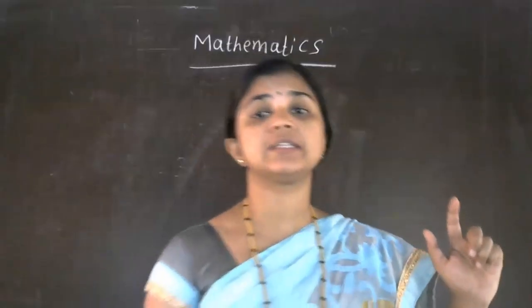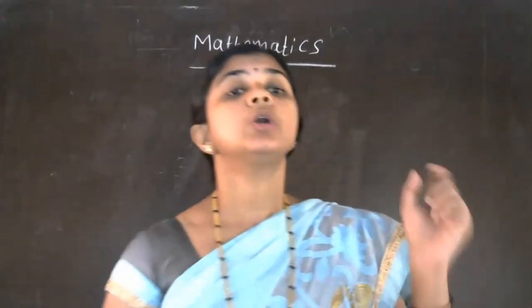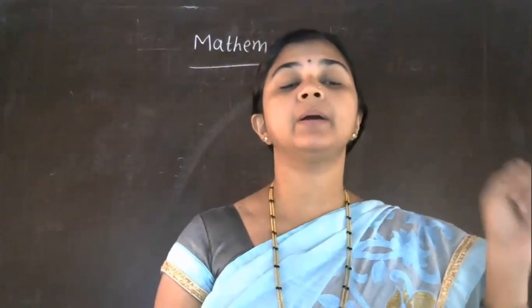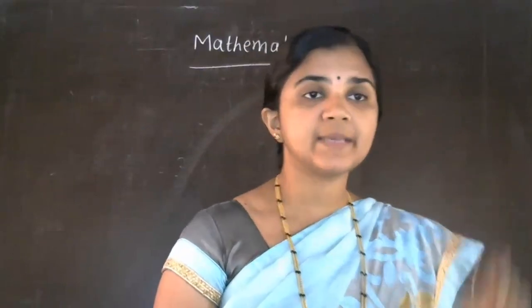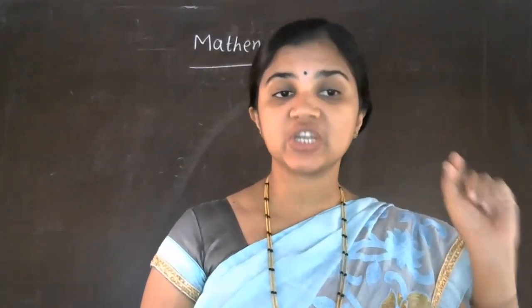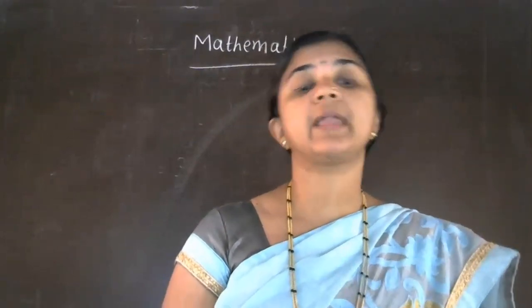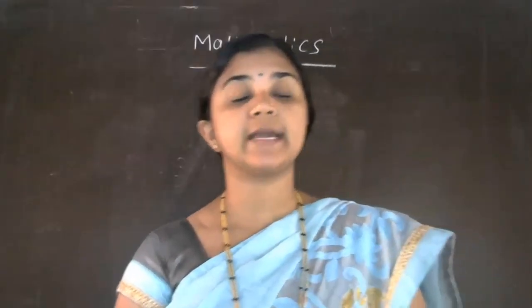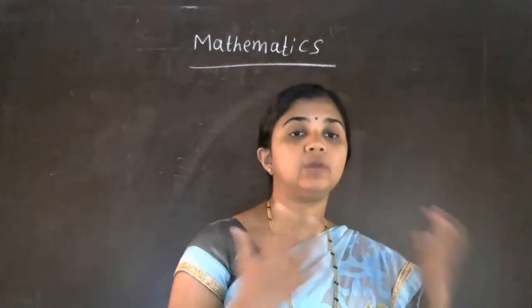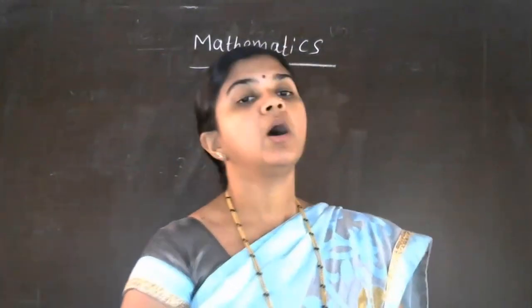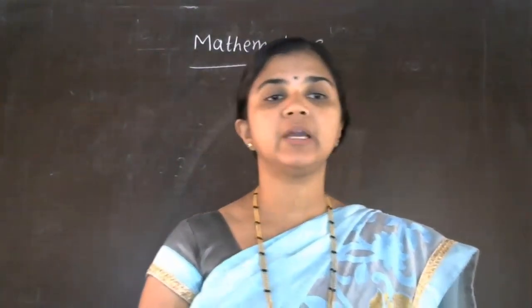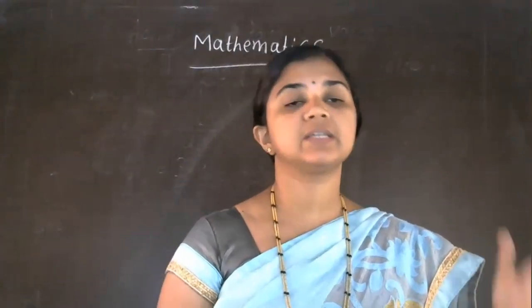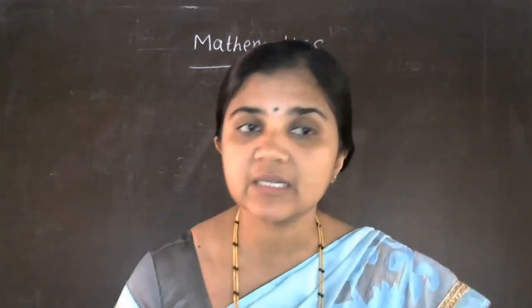Similar figures are defined as: two polygons of the same number of sides are similar when, if the corresponding angles are equal, then the corresponding sides are in the same ratio, or corresponding sides are in proportion. Then only we can say that the two figures are similar figures. Okay, so yesterday we discussed the similar figures concept.